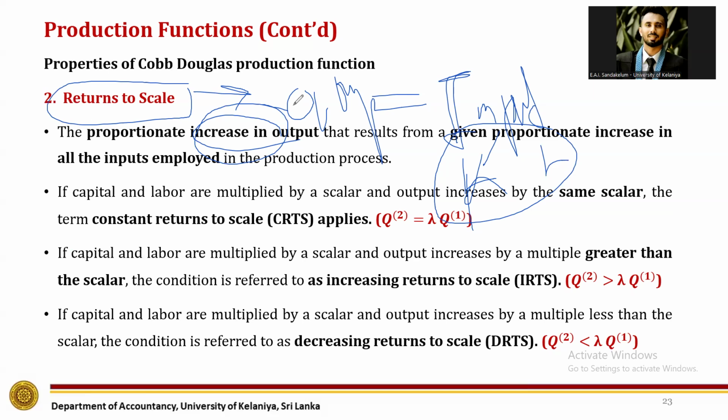Returns to scale means the changes. First, the changes of capital and labor tally with the same scalar. Quantity 2, after the changes, should equal lambda Q1. The lambda means a scalar factor or multiplication, so this is a multiplier. So the first one, if your inputs change by the same scalar, the same percentage, we call this a constant return. So this is called constant return.